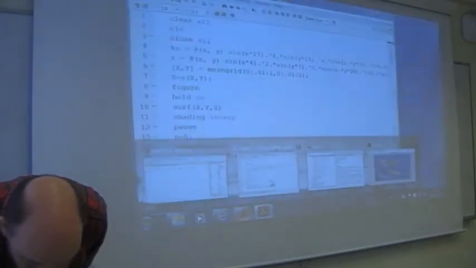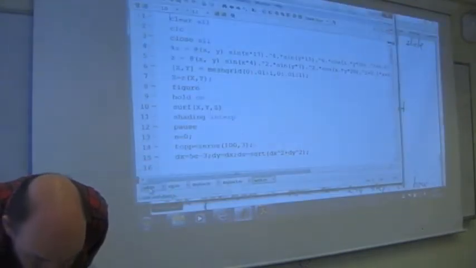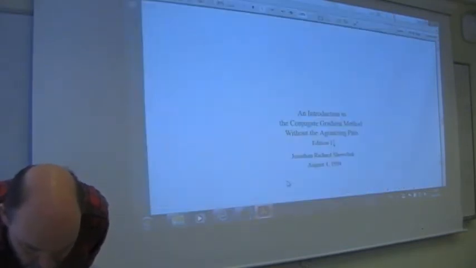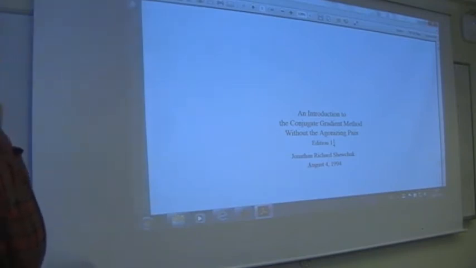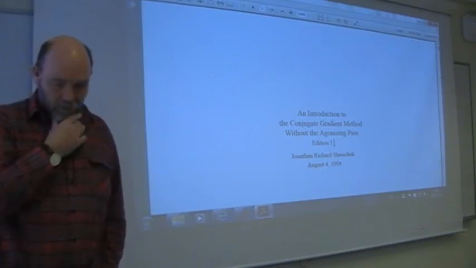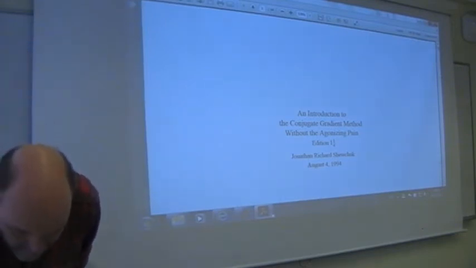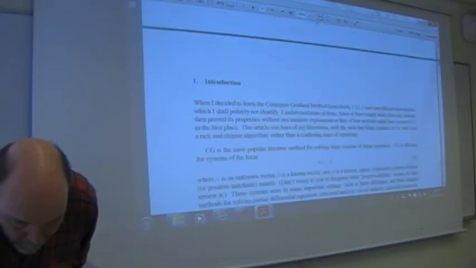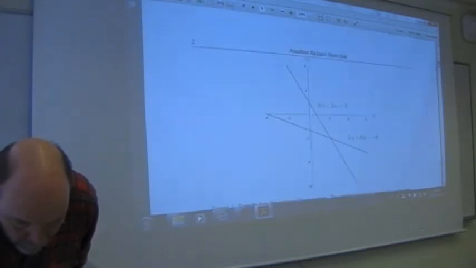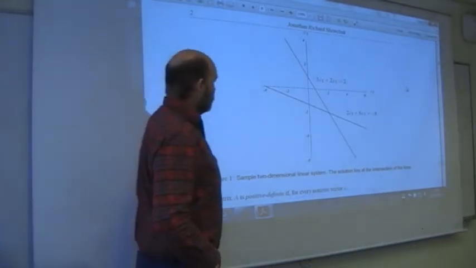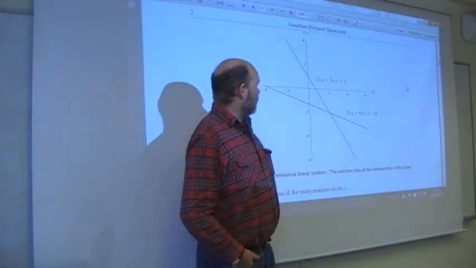And the example is taken from this introduction to the conjugate gradient method, made painless by this student. He had two equations, two unknown example, so I think it should be here somewhere. Here we have it. So this is the problem. You have two equations with two unknown, x1 and x2.